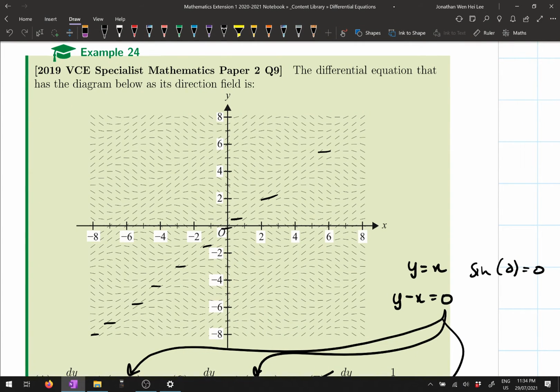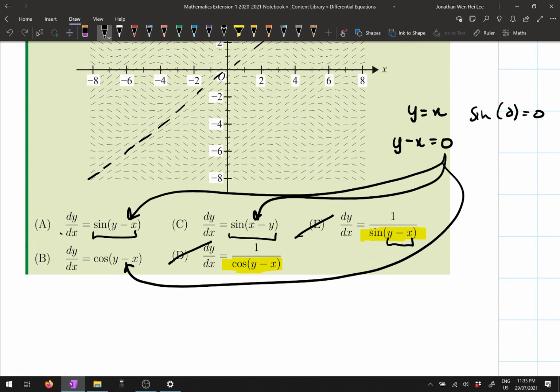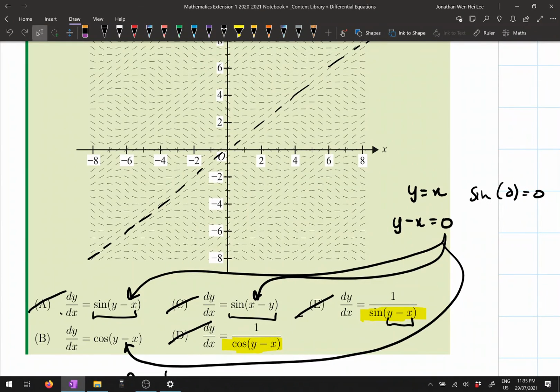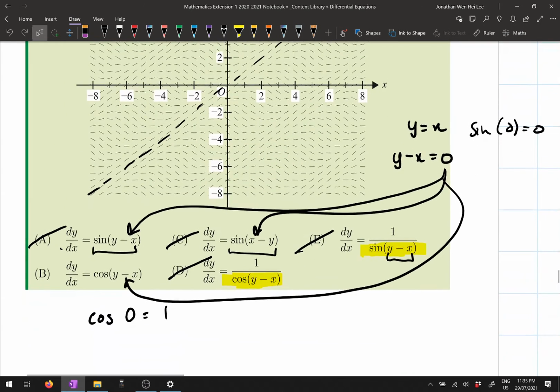But what do you notice? Actually, it's a whole bunch of lines which don't have a horizontal gradient. If you look along this y equals x line, it's actually going at a positive gradient. So that tells me I can eliminate A and C. And so let's just check that the last one is actually correct. If I get cos of 0, that's equal to 1. Now if you look at the gradients along that y equals x line, they all look like a gradient of 1. And so this tells me that this is the solution I'm looking for. It's B. Okay, so that is that for that particular question.